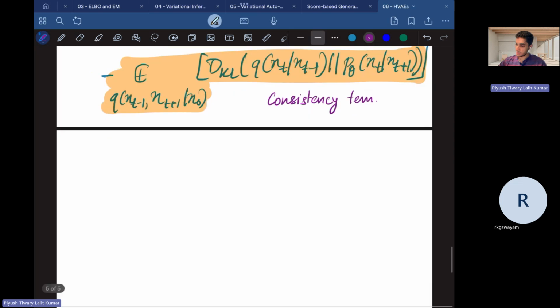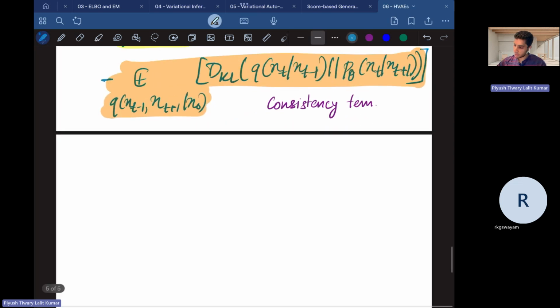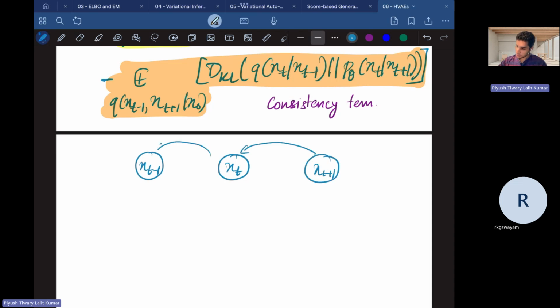So let's look at this. What is this term saying? This is actually interesting. So you have xt minus 1, then you have xt, and then you have xt plus 1. What is this thing saying? In the generative view, you go in this direction. This is p theta of xt given xt plus 1. And then there is an inference view, which is like this, and here your distribution is q of xt given xt minus 1.